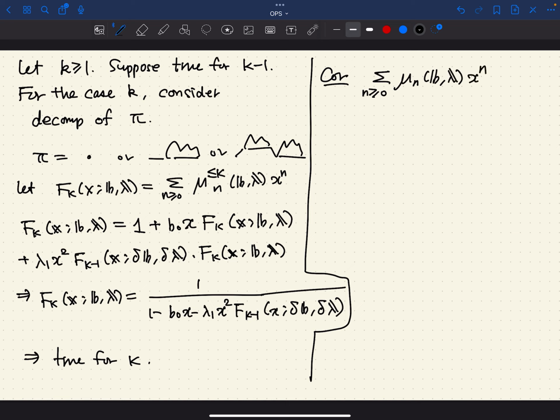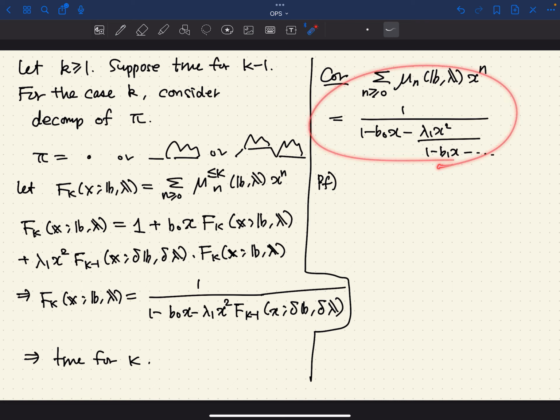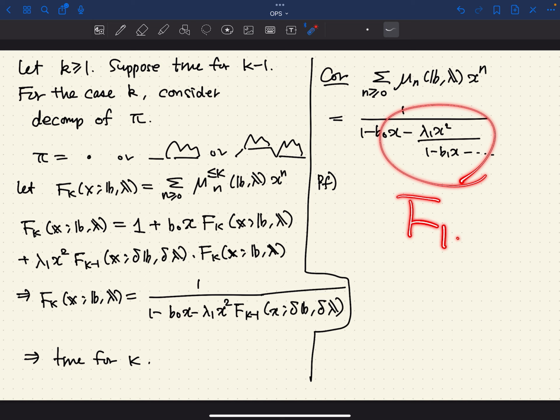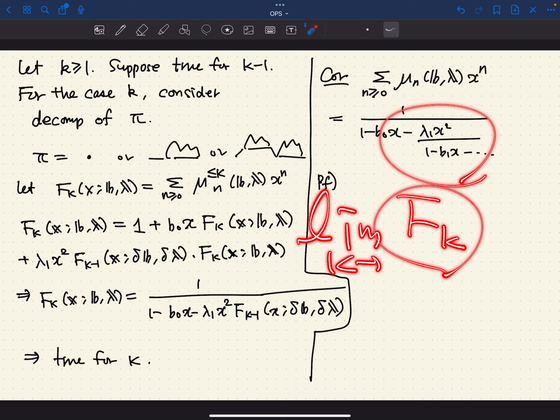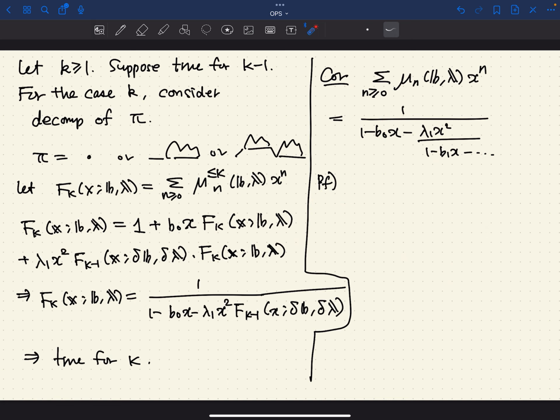X to the n equals 1 over 1 minus b0 x minus lambda 1 x squared over 1 minus b1 x minus, let's just write it this way. Okay? So why is this true? What does this mean? The meaning is nth convergent. We look at kth convergent, say fk. And then we have to show that this limit is equal to this. That's what this formula, this identity, means.